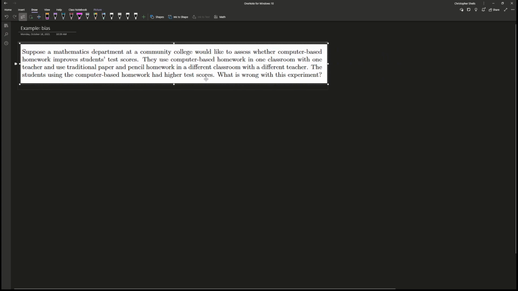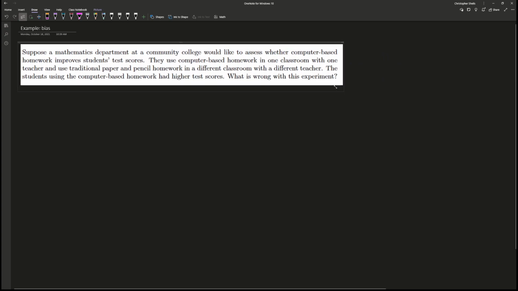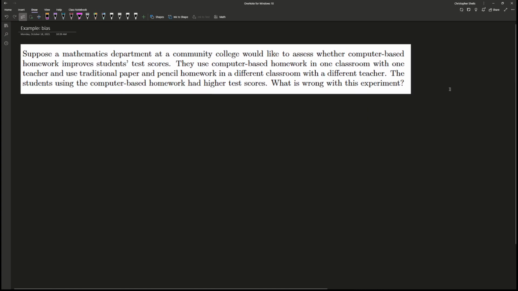Let's look at an example. Suppose a mathematics department at a community college would like to assess whether computer-based homework improves students' test scores. They use computer-based homework in one classroom with one teacher and traditional paper and pencil homework in a different classroom with a different teacher. The students using the computer-based homework had higher test scores. What's wrong with the experiment?